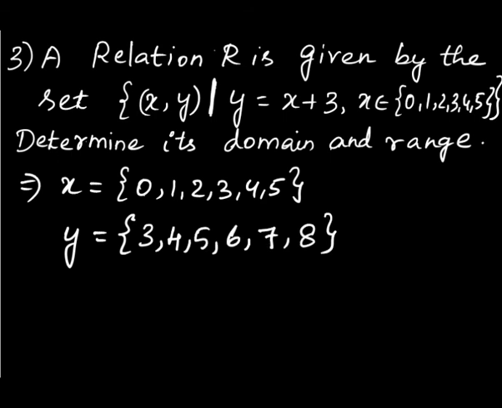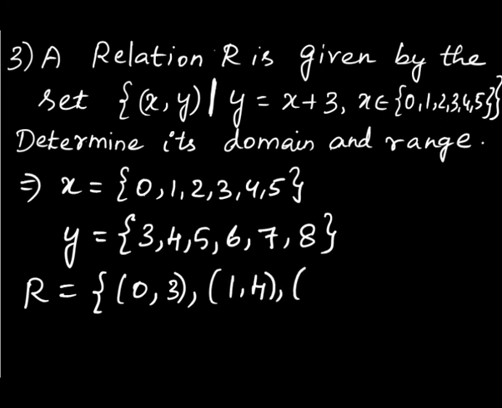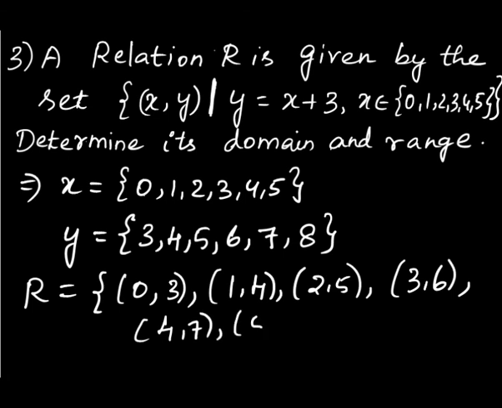So after finding x and y, write the relation R. So take the first element of x, that is 0, and the first element of y, that is 3. Next, the second element of x and second element of y. You will get (1, 4). Next will be third element of x and third element of y, that is (2, 5). Next is fourth element of x and fourth element of y. We'll get (3, 6). So next will be (4, 7), and then (5, 8). So this is your relation R.